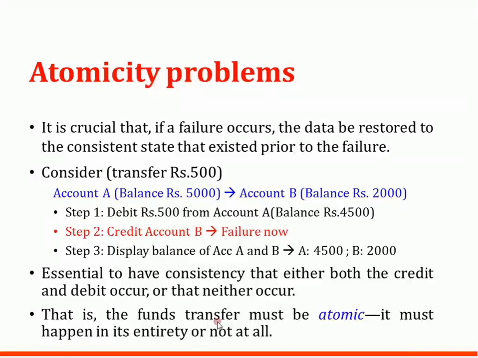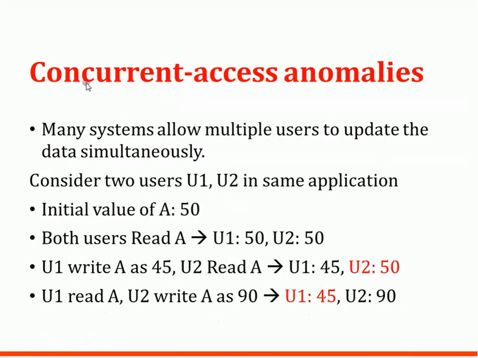This is the atomicity problem. The next is concurrent access anomalies. In recent systems, more than one user is allowed to access a system to improve the performance of that particular system. In doing that, consider that two users U1 and U2 are accessing the same application, and you have a data item where the initial value of A is 50.